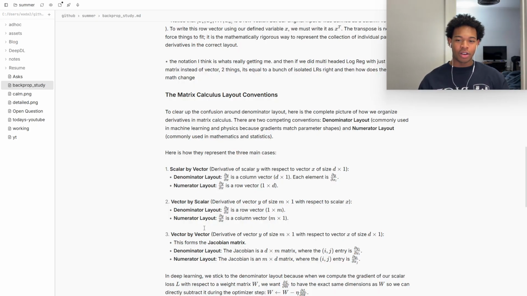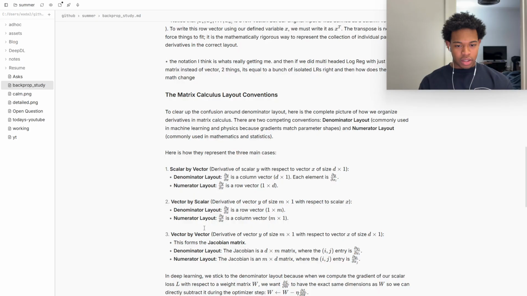And numerator layout, commonly used in mathematics and statistics. Statistics and machine learning also have quite the amount of overlap, so that is very interesting. So let's see: scalar by vector, vector by scalar, vector by vector. There's got to be more than that. So here's how they represent the three main cases.